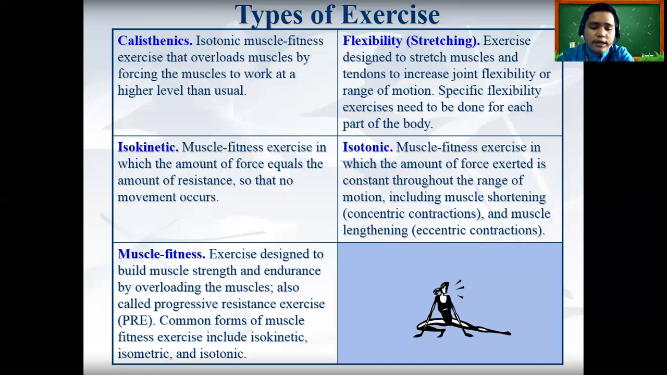Okay. Now, teacher, how about isotonic exercise? What are examples of isotonic exercise? Examples of isotonic exercises are push-ups, pull-ups, and lifting weights. And muscle fitness exercises are designed to build muscle strength. Examples are isotonic and isokinetic exercises. Those are the types of exercise.